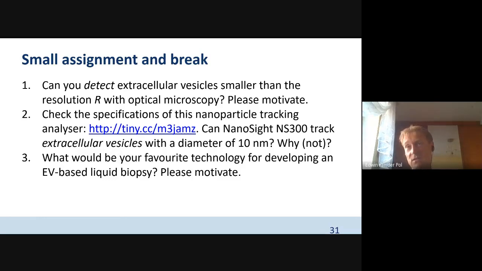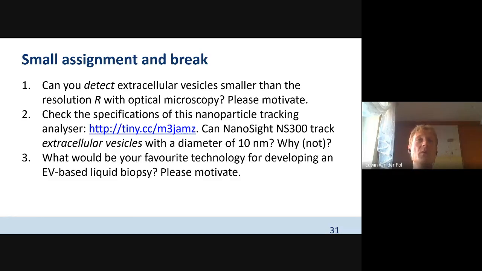EVs, as you have seen here, have a much lower refractive index. If you want to know more about it, here we make some claims about that, and we derive for vesicles what is their smallest detectable diameter for this very instrument. Due to these large differences in optical properties, nanoparticle tracking analysis could detect only vesicles down to 70 to 90 nanometers. So there's a huge difference.